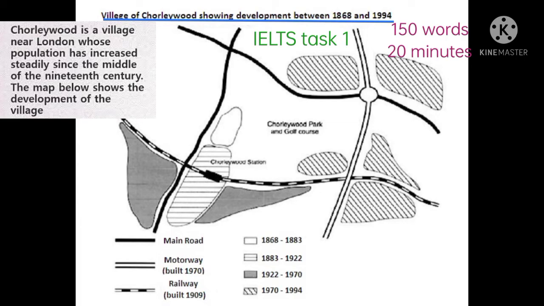Chorleywood is a village near London whose population has increased steadily since the middle of the 19th century. The map below shows the development of the village. Write a report for a university lecturer describing the development of the village. You should write at least 150 words.